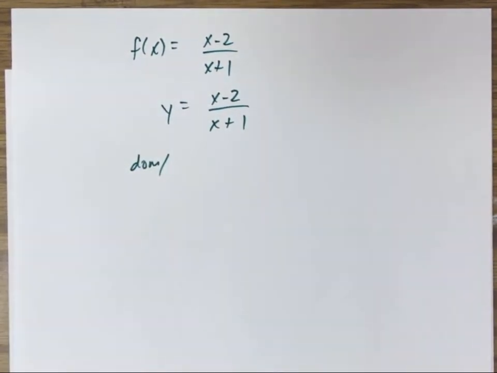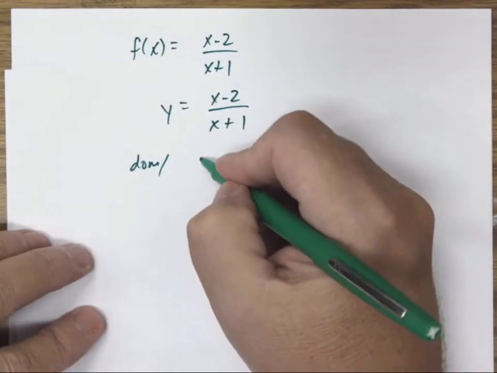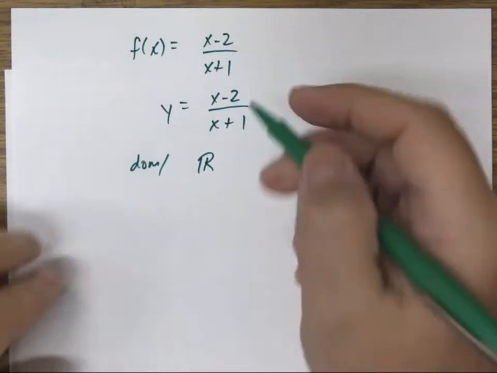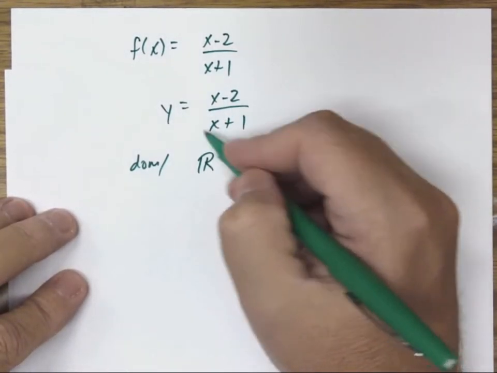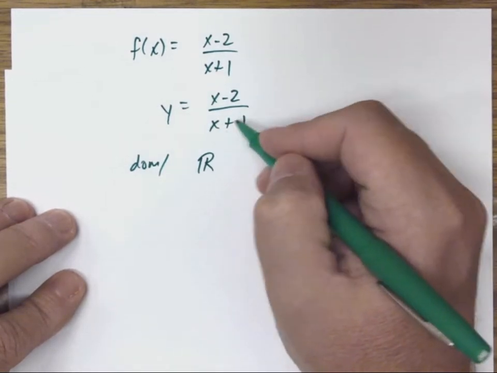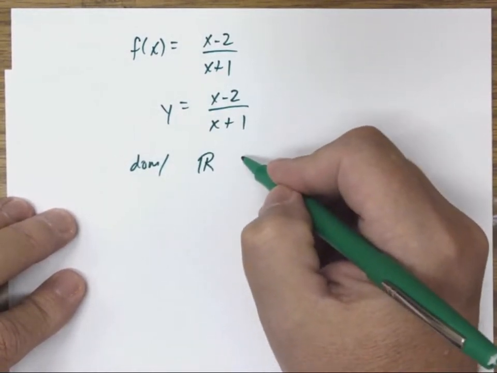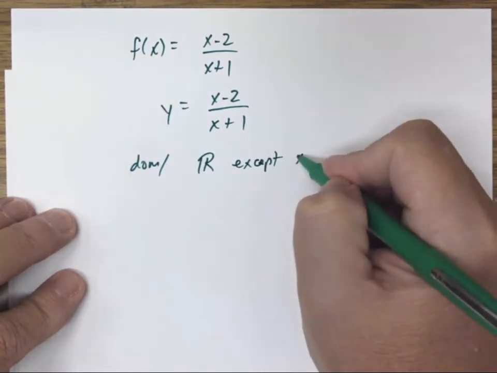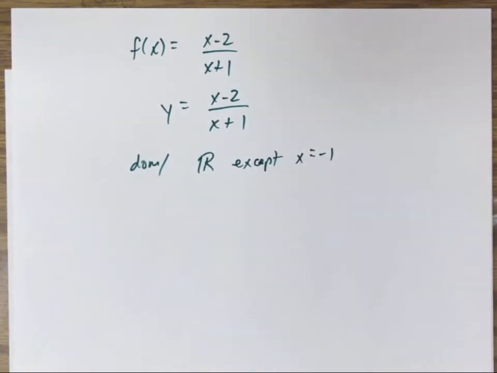Domain, what I said before, domain is normally all real except if you have some kind of a fraction or a square root. I do have a fraction here. What value of x would cause the denominator to equal 0? That's what I have to avoid, negative 1. So the domain is all real except x equal negative 1. So I'm going to have a gap or a break when x is -1.